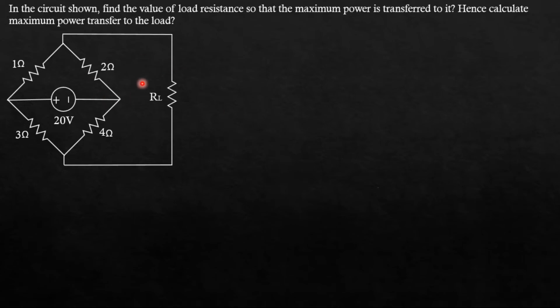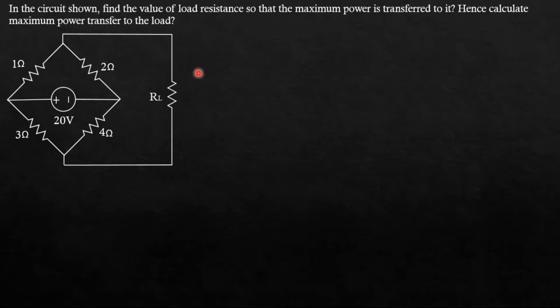So here we have been given a circuit, and it is asked to find the value of load resistance so that the maximum power is transferred to it. So we have to find the value of RL so that the maximum power is transferred to it. And after calculating the value of RL, we are also required to find the maximum power transferred to this resistance or load.